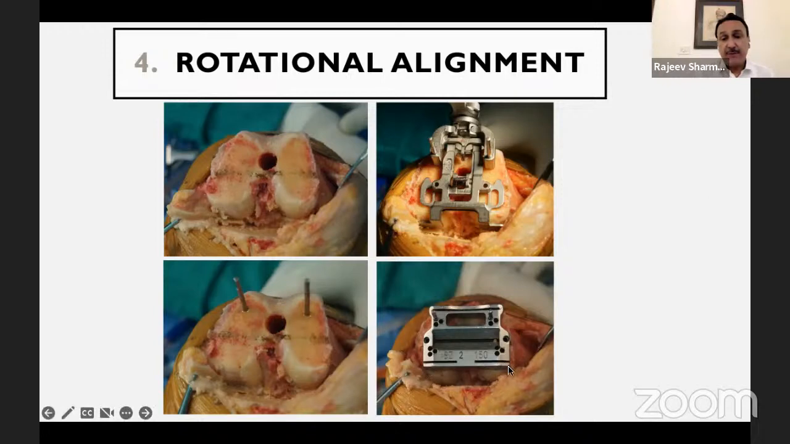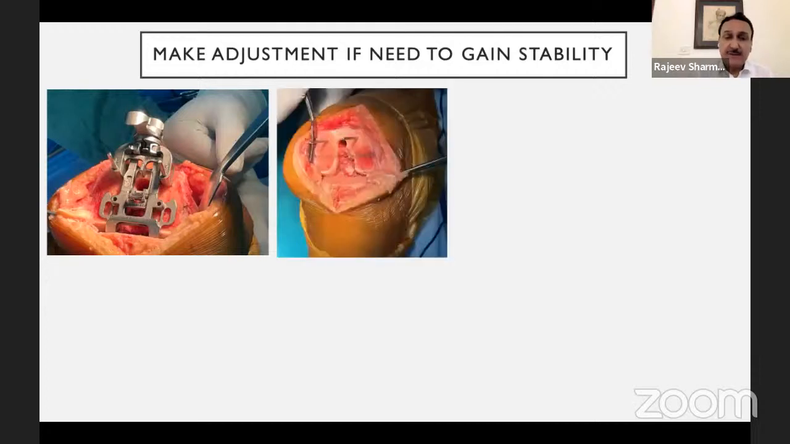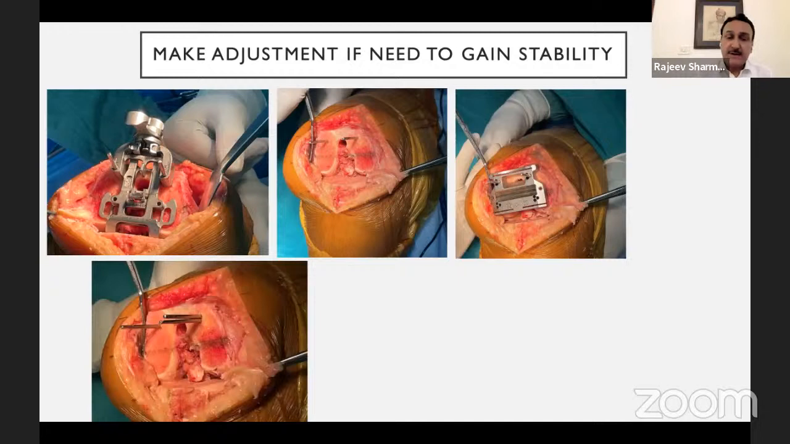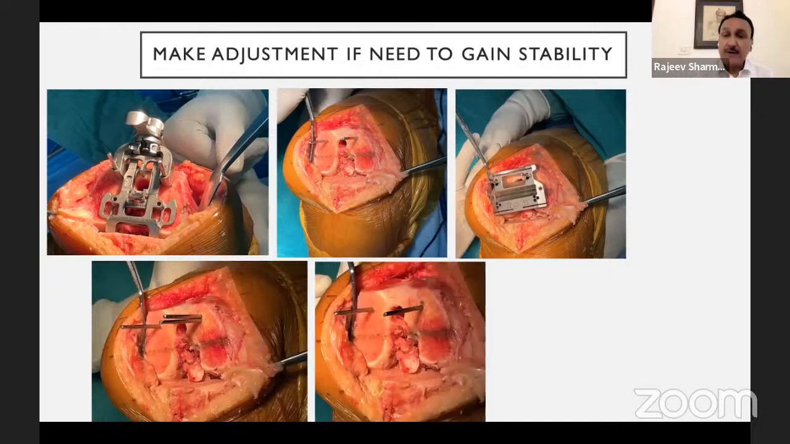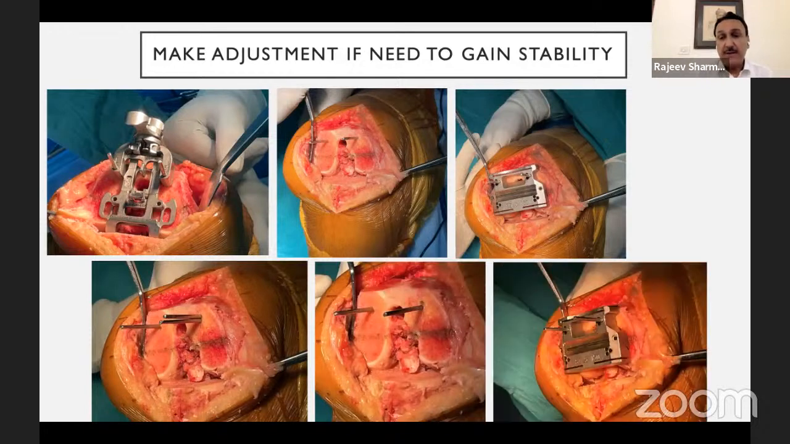This kind of gap you should expect in all your patients in flexion, and also the quadrilateral gap in extension. And make adjustments if it is needed. For example, if you see this patient, the transepicondylar line and the pins are not parallel to each other. So you don't need a computer navigation for this. You can just put an additional pin and you can balance the joint in flexion accordingly very easily. These small tricks will help you a lot in having a well-balanced joint in extension as well as in flexion.